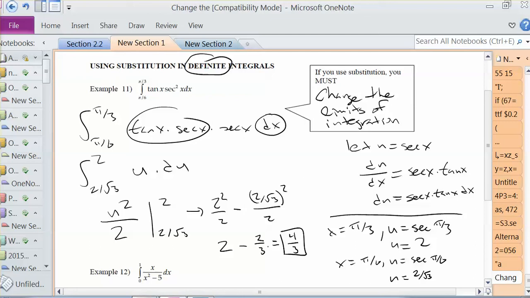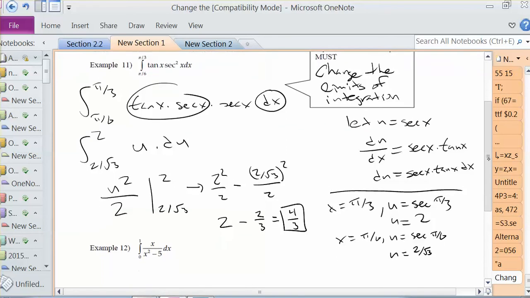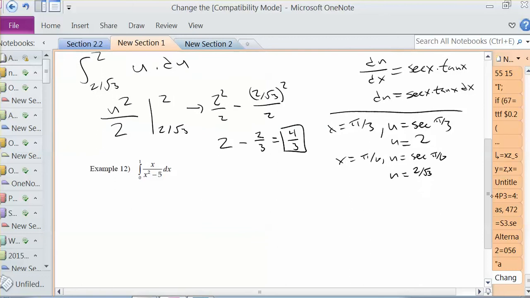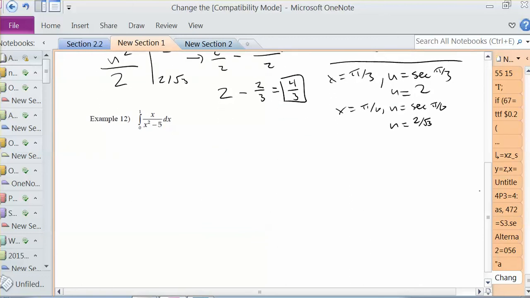If you wanted to, you could have replaced secant x back for u, and then replace the 2 over root 3 and 2 back to pi over 6 and pi over 3, but why do the extra steps if you don't need to? So you could just leave everything in terms of u, and then just use the new limits to evaluate the definite integral. Here's one more, so we can wrap this up.